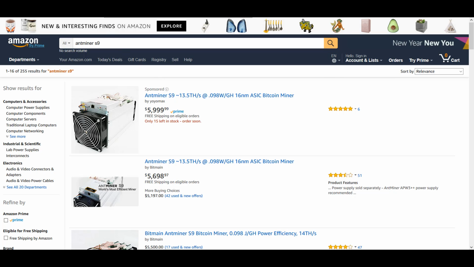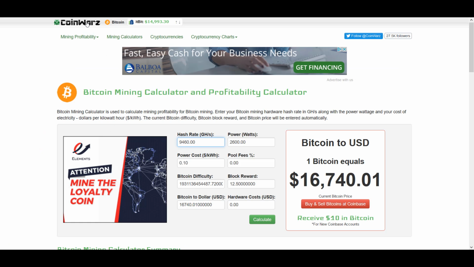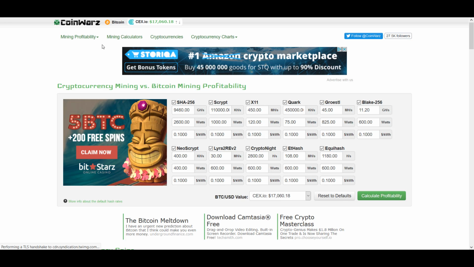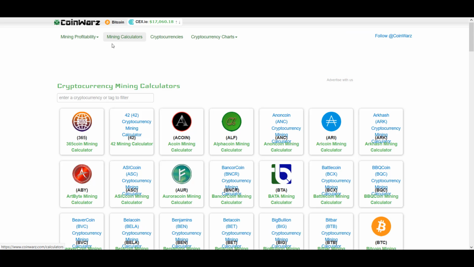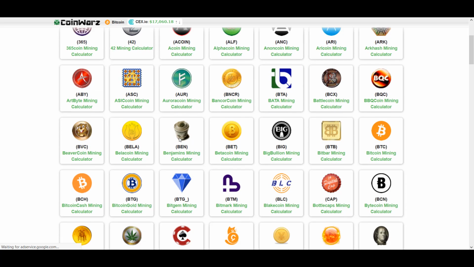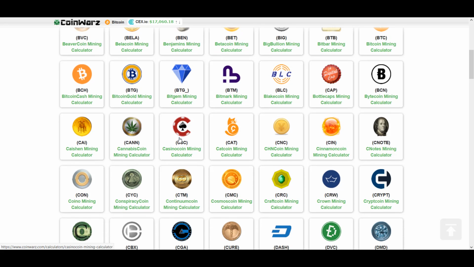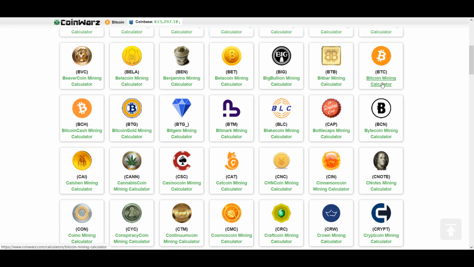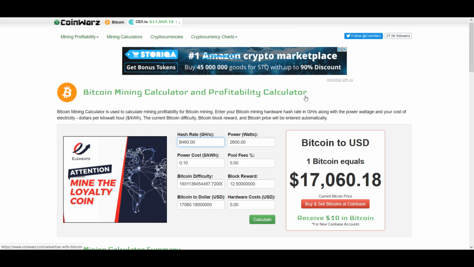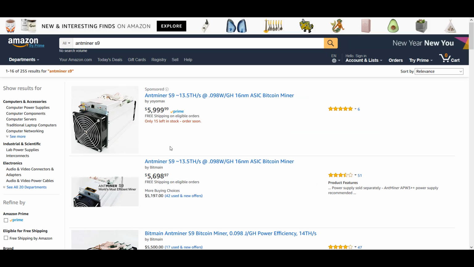So for example, if you come to this website, Coin Wars, well, first of all, let me show you how to access this. If you come here, you want to go to mining calculators, and then you want to choose Bitcoin mining calculator. And then for hash rate, let me show you here on this particular Antminer.